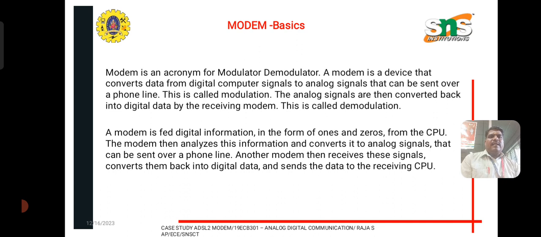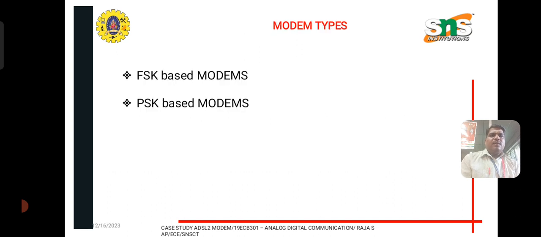The modem is fed digital information in the form of ones and zeros from the CPU. The modem then analyzes this information and converts it to analog signals that can be sent over a phone line or telephone line. Another modem then receives this signal, converts it back into digital data and sends the data to the receiving CPU. In the previous figure we already saw the first side digital transmission, the second analog transmission, and the third also digital transmission. So how are modems used in real time? Based on the modulation techniques, that is, FSK, PSK and ASK which you students are studying in Unit 5, that is digital modulation.